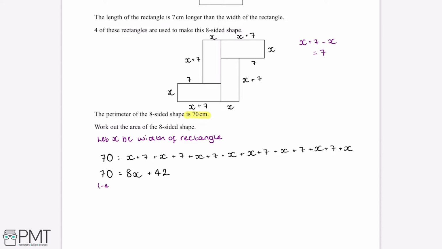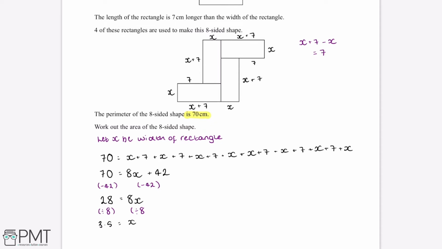So the first thing we can do is minus 42 from both sides. And 70 minus 42 gives us 28. And 8x plus 42 minus 42 gives us 8x. And now the final thing we can do is divide both sides by 8. And this tells us that x is equal to 3.5.